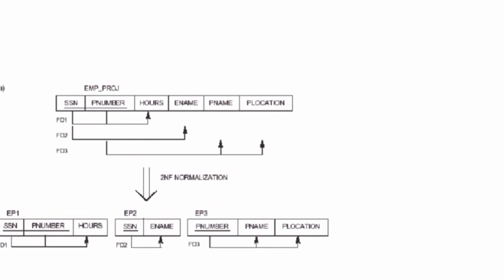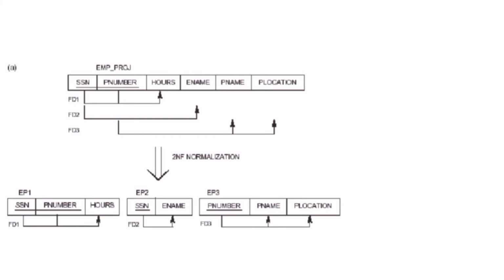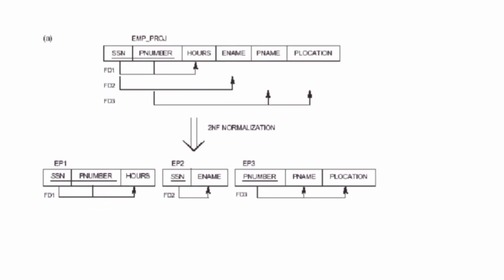If that is the case, I need to divide my table into separate tables. That means every functional dependency should be represented as a separate table. Here my first functional dependency is what? Hours is fully functionally dependent on SSN and project number. So I am representing that first functional dependency as a separate table according to the second normal form. You can see here, this is the first table. I divided my entire table into separate tables. So SSN, project number and hours. This is the first functional dependency.